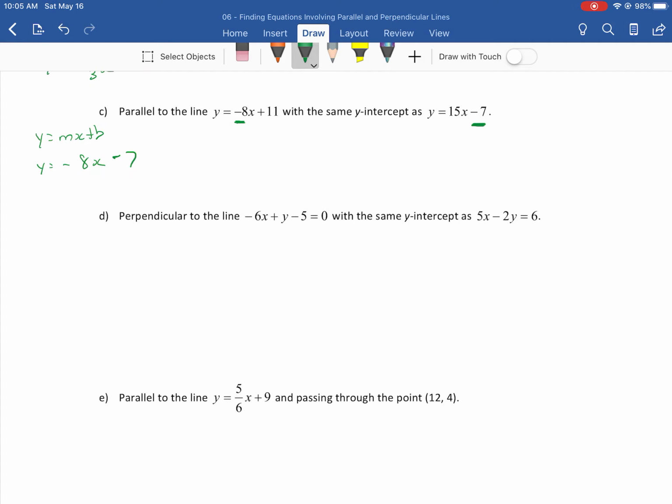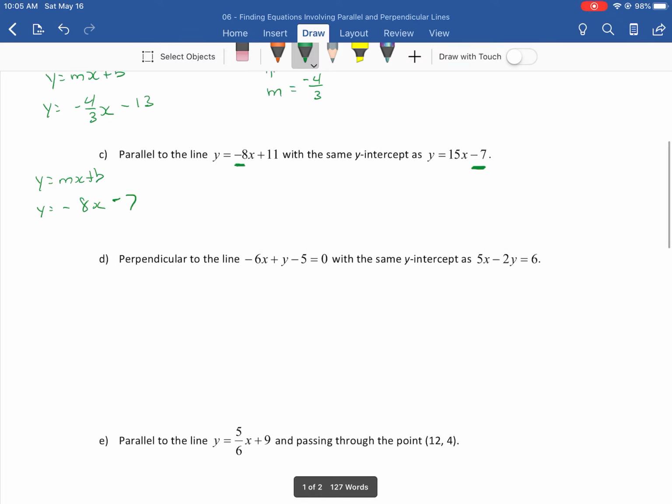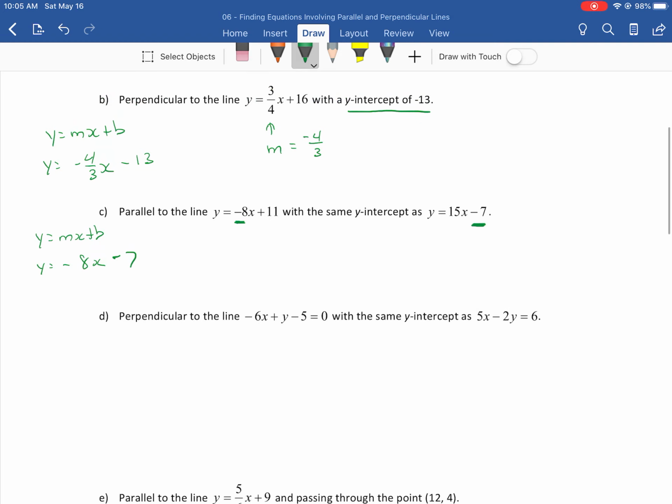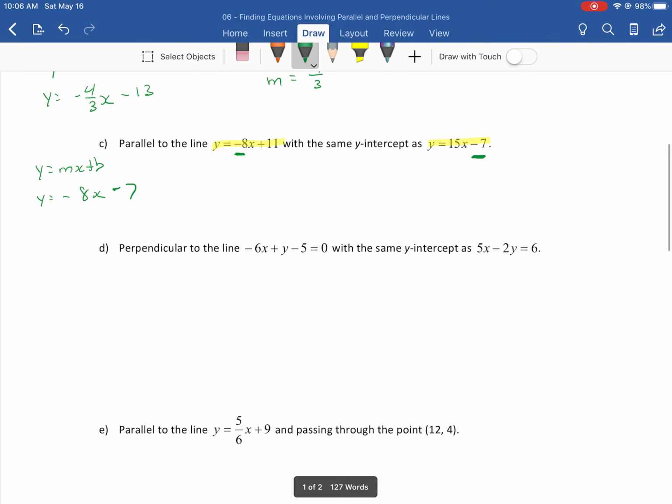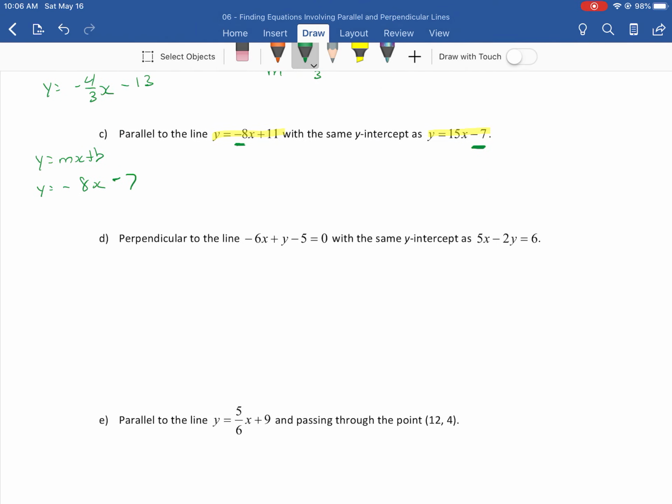This one says perpendicular to the line -6x + y - 5 = 0 with the same y-intercept as this line, 5x - 2y = 6. And I say this question isn't really ready to be done. Why these questions were reasonably easy is all the equations were in y = mx + b form. You see, it's y equals something x plus something. Right there, I could just easily read off what the slope and the y-intercept were. These equations are not in y = mx + b form.